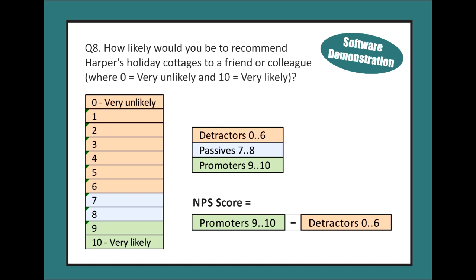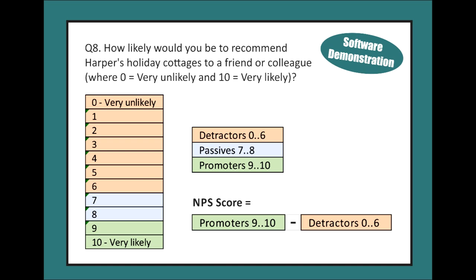Promoters are those who give a response 9 or 10. Passives are 7 or 8, and detractors 0 to 6. The NPS is calculated by subtracting the percentage of detractors from the percentage of promoters.